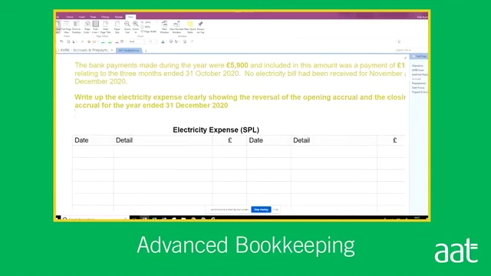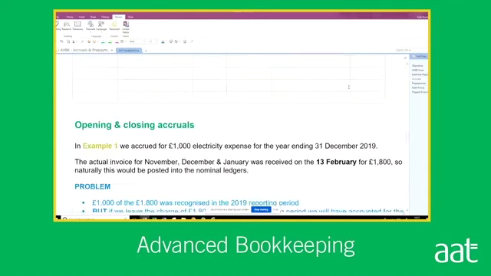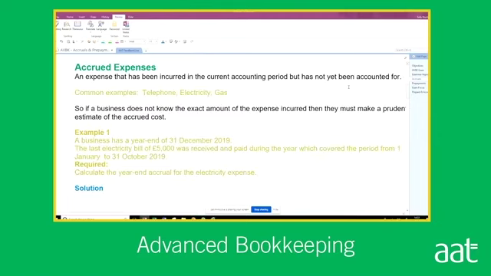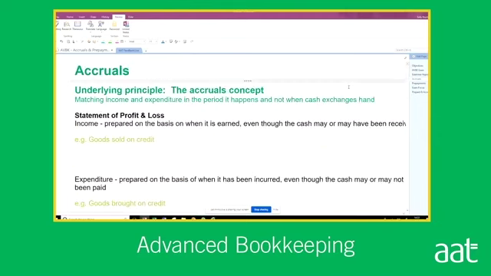Okay then, so, let me go to the top, sorry about that. So basically we're looking at accruals, and regardless of accruals and prepayments, the underlying principle that obviously is the driving point for this is the accruals concept. So my definition of accruals concept is that we need to match income and expenditure in the period it happens and not when cash exchanges hands.